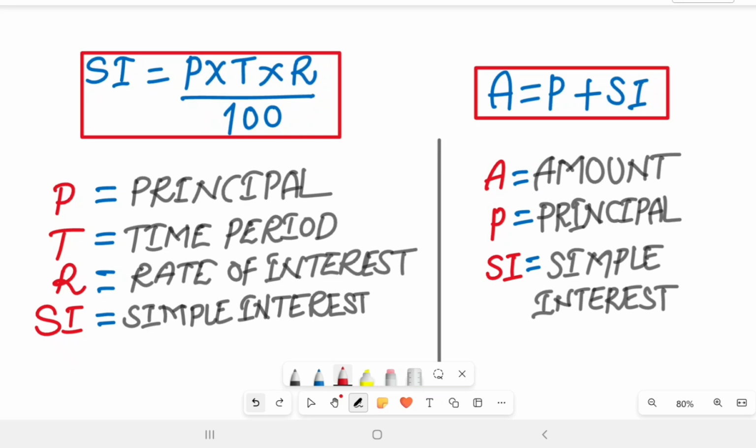Hello everyone, in this session we are going to discuss simple interest. To calculate simple interest we need this formula: SI is equal to PTR divided by 100.